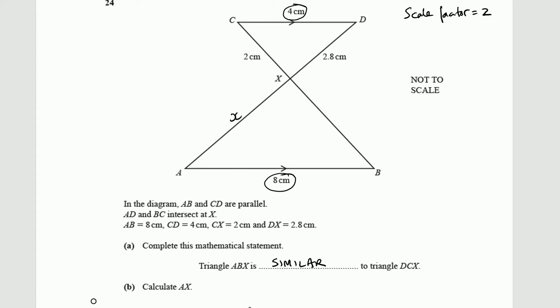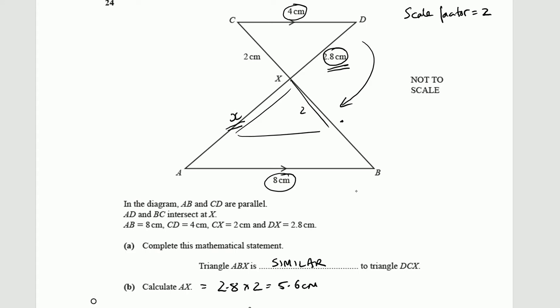So now the question is, which length corresponds to x on the larger triangle? It's quite tempting to say this one does, but in fact it's this one over here. Imagine if the smaller triangle was rotated down around into this larger triangle over here. The side that would line up would be the 2.8 with the x, and the 2 centimeter side would line up with this side over here. So if I take the 2.8 centimeter side and multiply it by 2, I'm going to get x. So AX is equal to 2.8 times 2, which is 5.6 centimeters.